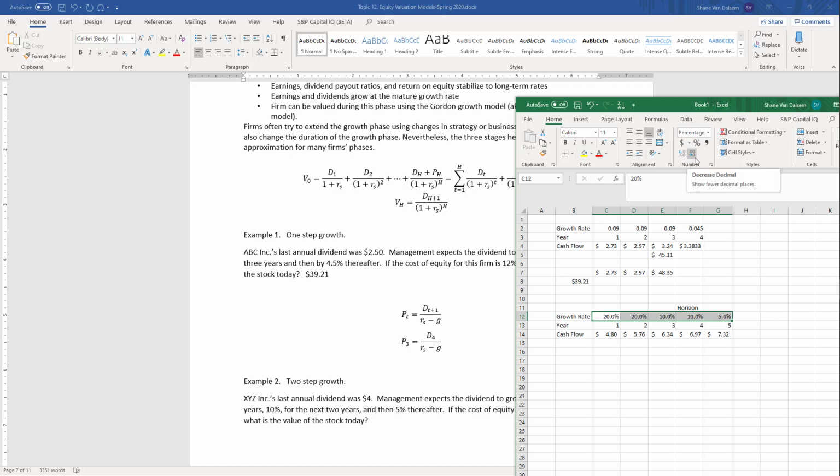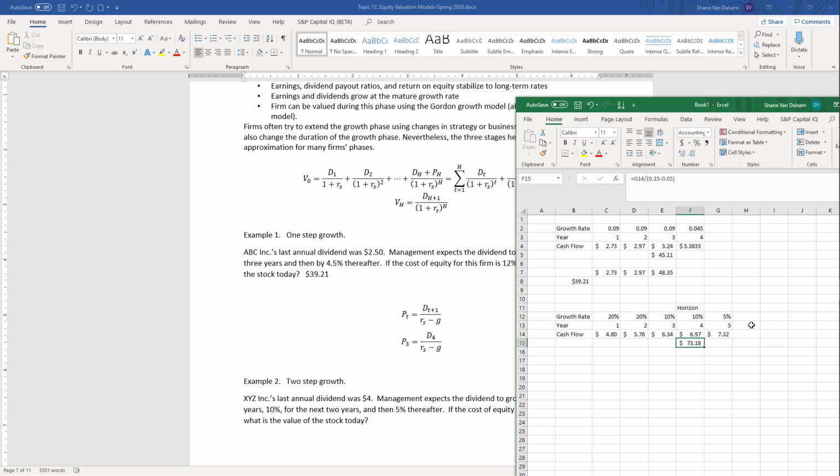There we go. Just like I did before, I'm going to find the horizon value at year 4 by taking the dividend at year 5 and dividing it by the required rate of return, which in this case was 15%, minus the long-term growth rate of 5%. So it gives me $73.18, and so that's the horizon value.